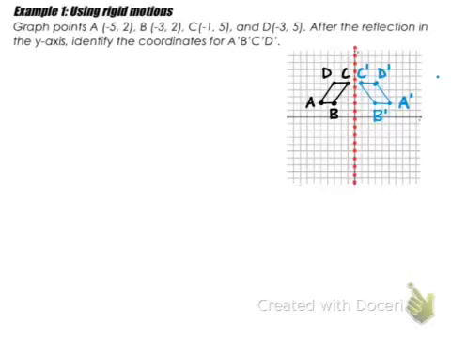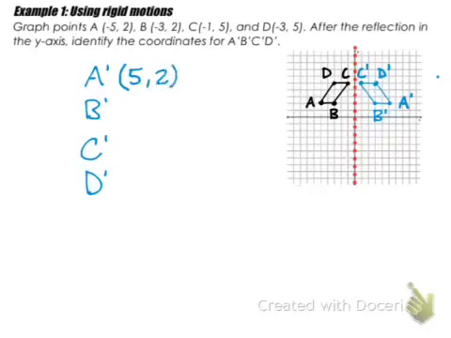So now we have to identify what the coordinates are. We have A prime, B prime, C prime, and D prime. A prime, if this is our origin, we're at 1, 2, 3, 4, 5, up 2. So we're at (5, 2). B prime, we're at 1, 2, 3, up 2, so (3, 2). C prime, we're at 1, up 5, so (1, 5). And then D prime at 1, 2, 3, up 5, so (3, 5).